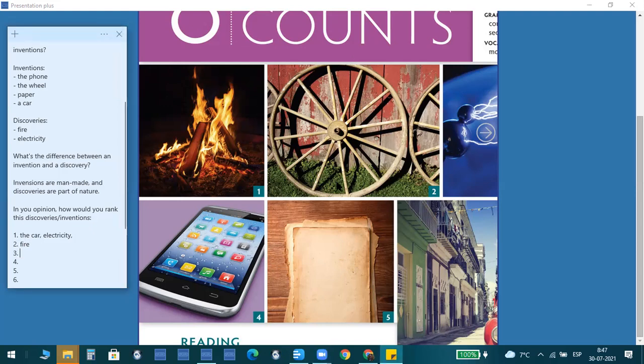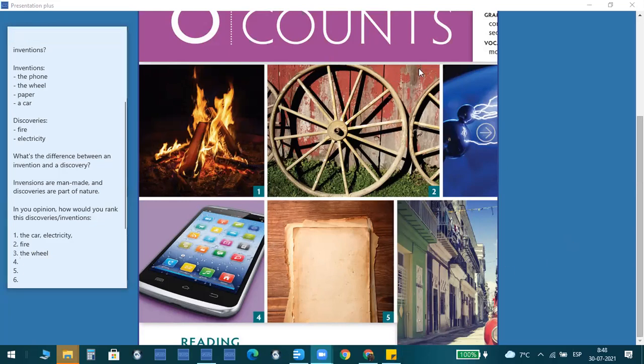Emilia, what in your opinion would be number 3? Number 3, for example, in order of importance. Pero tienen que ser de los que están en la foto o para mí. Yeah, the ones in the pictures. La rueda. All right. The wheel. Perfect. The wheel. Yeah, absolutely.